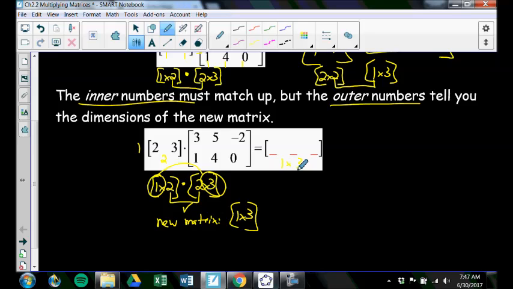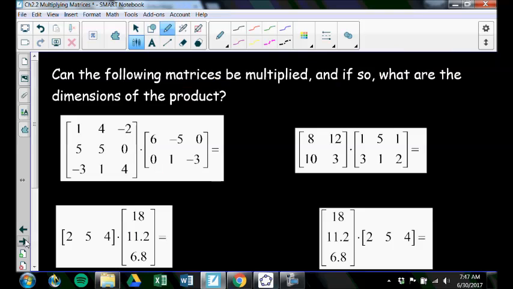Now, I've not yet shown you how to multiply. If you think you know how to do it, you've not seen it before, you don't. I've not yet shown you how to multiply, but first I want to show when you can and can't multiply. So here's 4 matrix product scenarios. Pause the video and determine which of these can and cannot be multiplied.